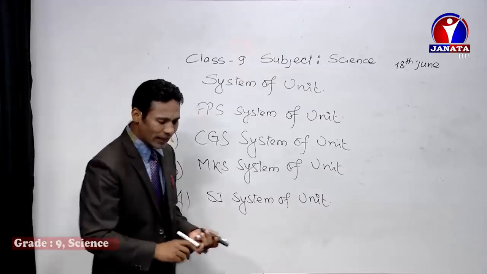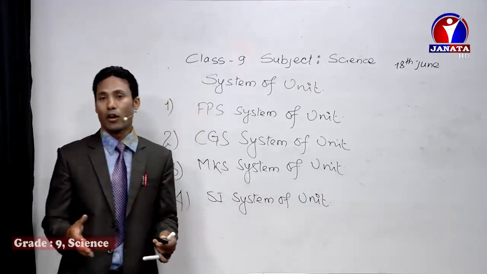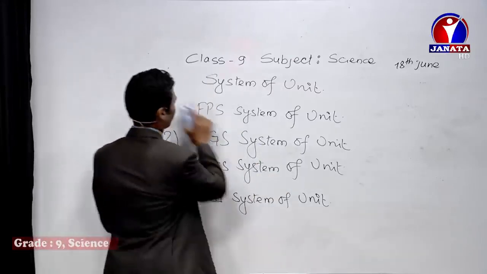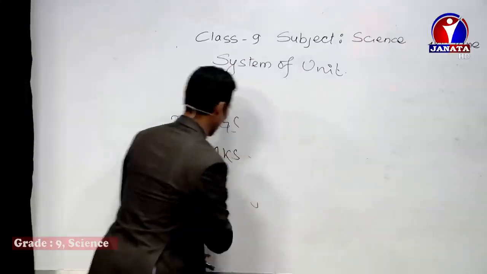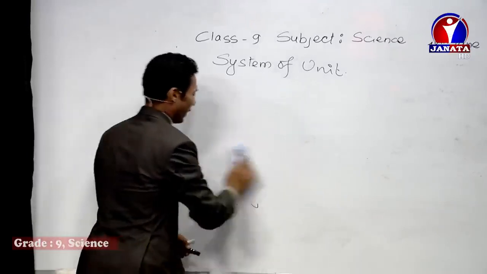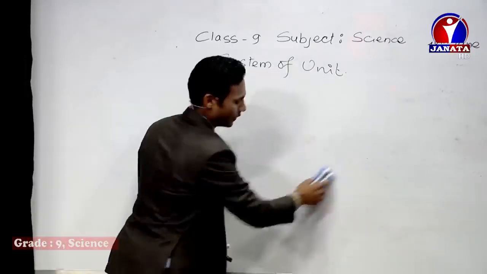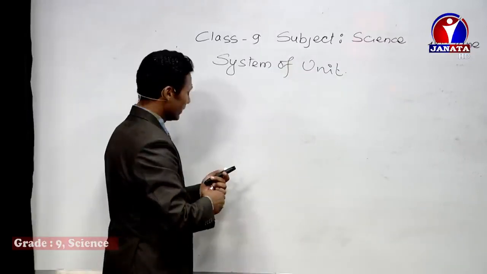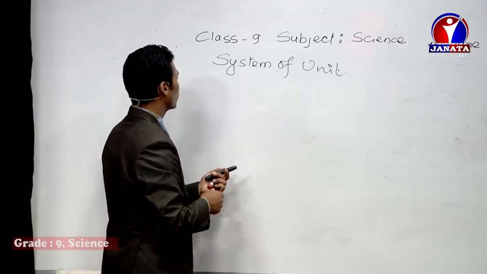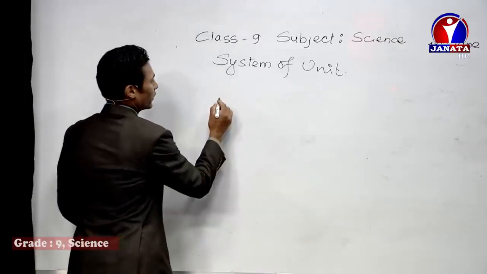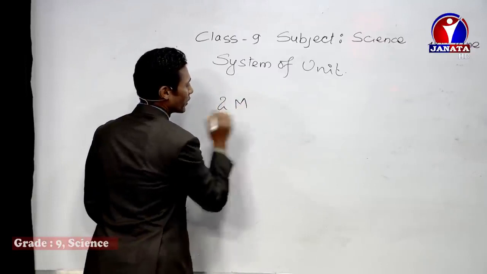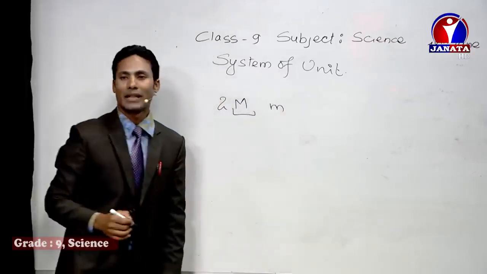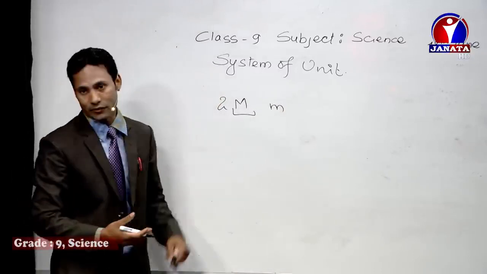Okay. Now, what is the way of writing the symbols of the unit? Let's check. For example, if I want to write down the length of, let's say, this board, let's say 2 meter. So either I should write capital M or small m. That also we should know, how to write this kind of symbol, right?